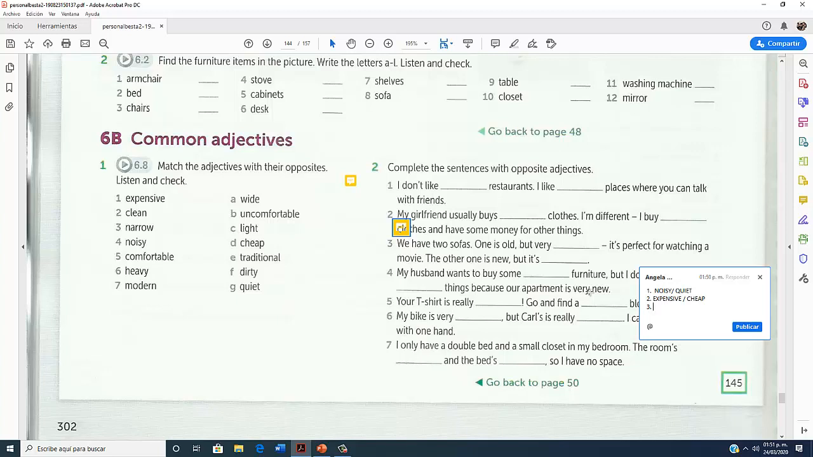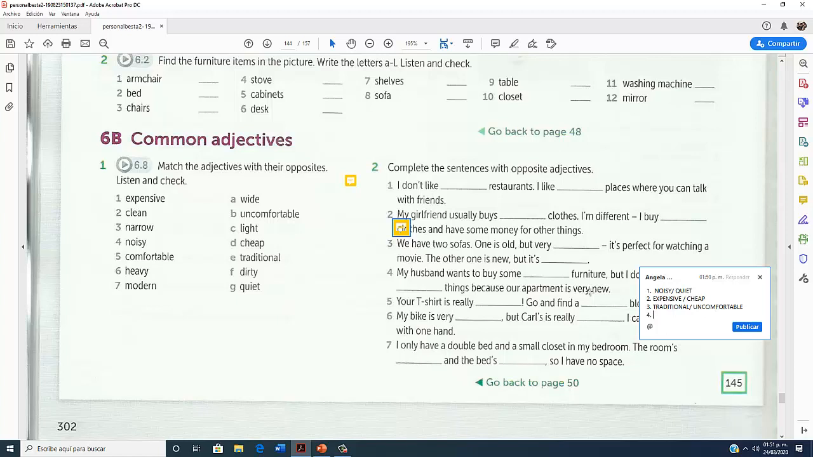Number 3, we have 2 sofas. One is old, but very traditional. And the other, it's perfect for watching a movie. The other one is new, but it's uncomfortable. Uncomfortable, definitely. Correct.